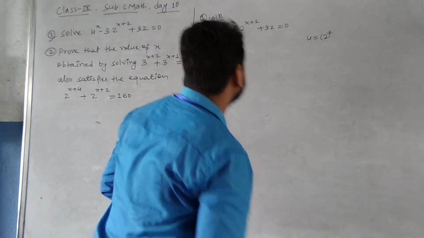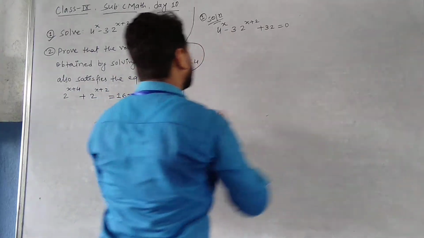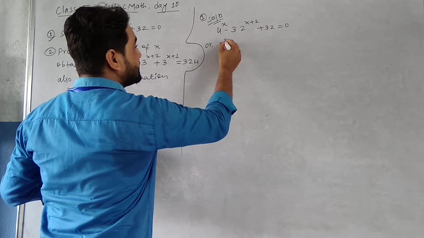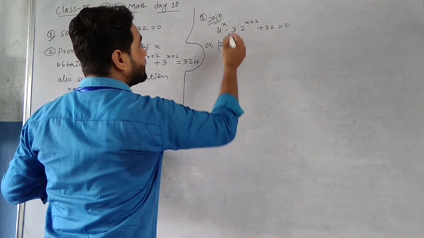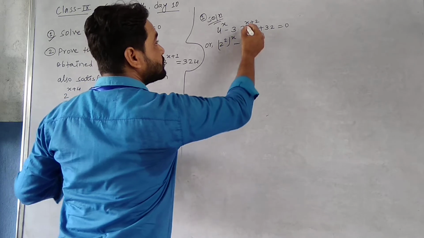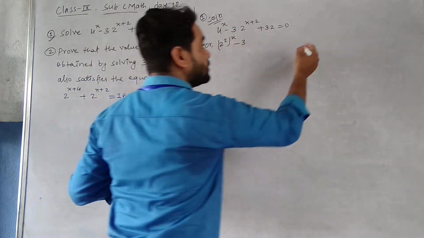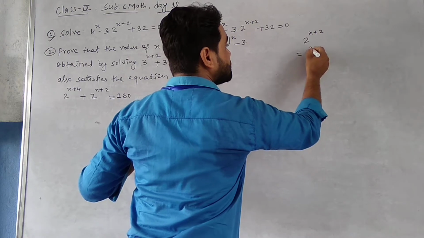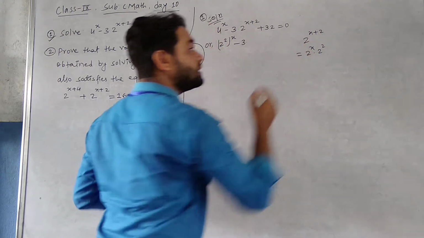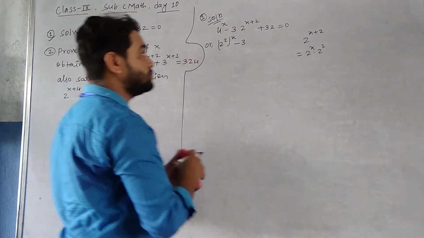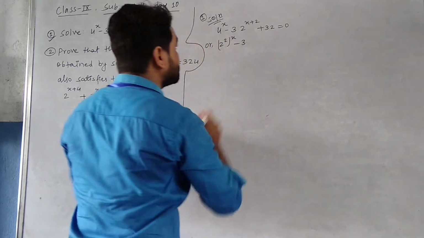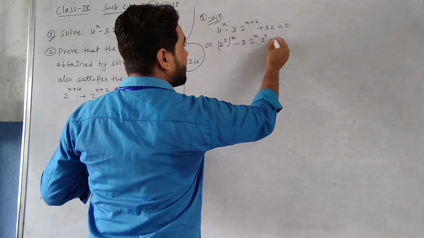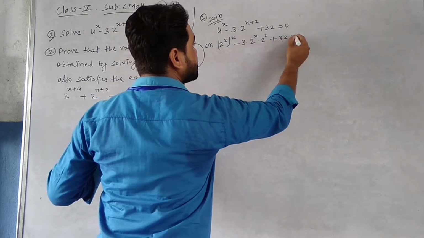So 4 can be written as 2 square power x, minus 3 into, and let's split it, 2 power x plus 2 means what? We can write 2 power x into 2 square. So 2 power x into 2 square, and plus 32 remains the same, equals to 0.